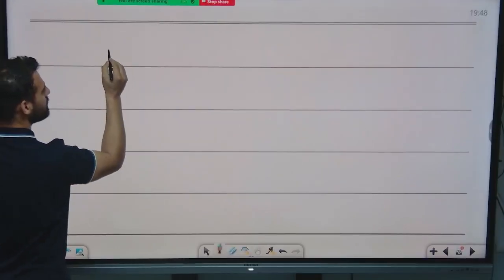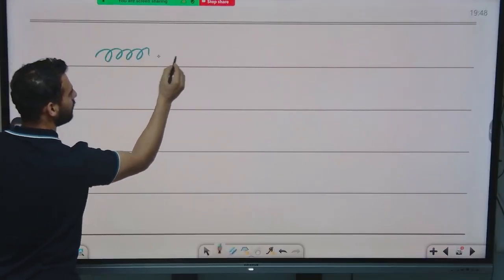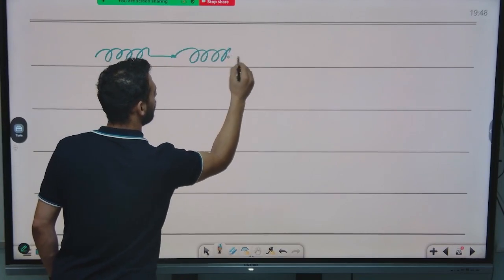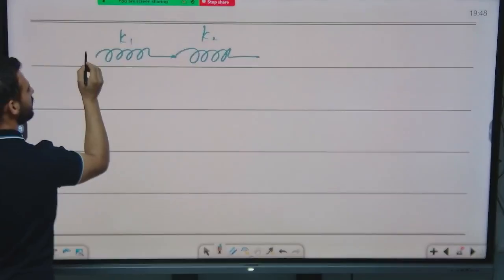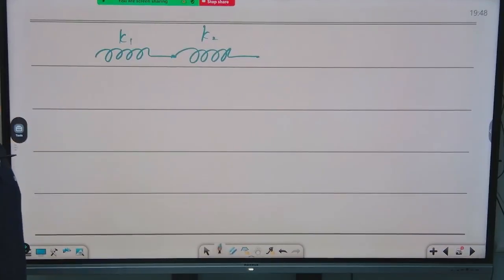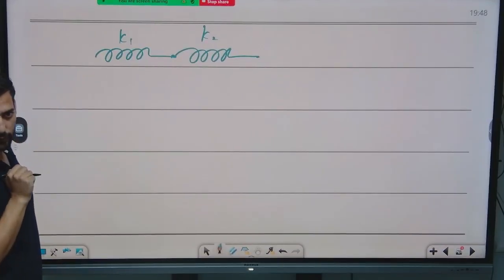There were two springs in series, for example. This is K1 and this is K2. What is their effective K? In series, yes.